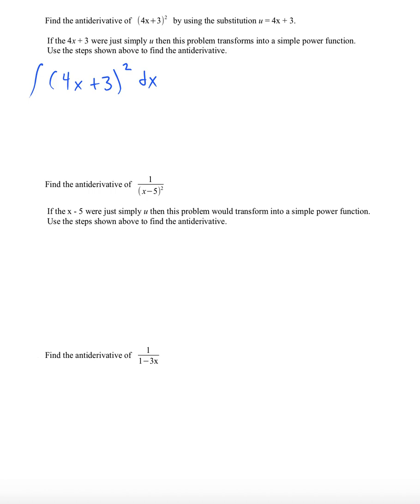Now, it's a more complicated function than we've dealt with in the past. So what we'll do is attempt to simplify it with a good choice of u. So let's let u equal 4x plus 3. The reason why this simplifies it is now it becomes a simple power rule.